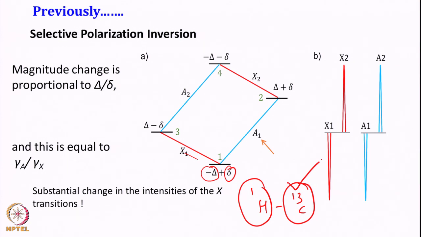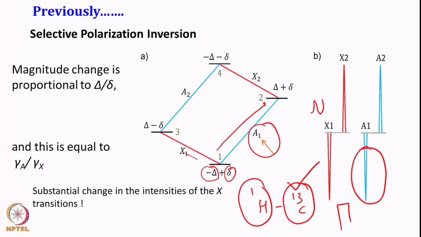So we had seen that if we somehow perturb or saturate or transfer the polarization of one of the transitions from the more sensitive nucleus, which is H, by applying a selective pulse, say a 180 degree pulse, then the population gets inverted, and because of this population inversion the signal for X gets enhanced. If you population invert A1, the X signal which was earlier very small now becomes quite large, but one thing happens: the sign actually changes.